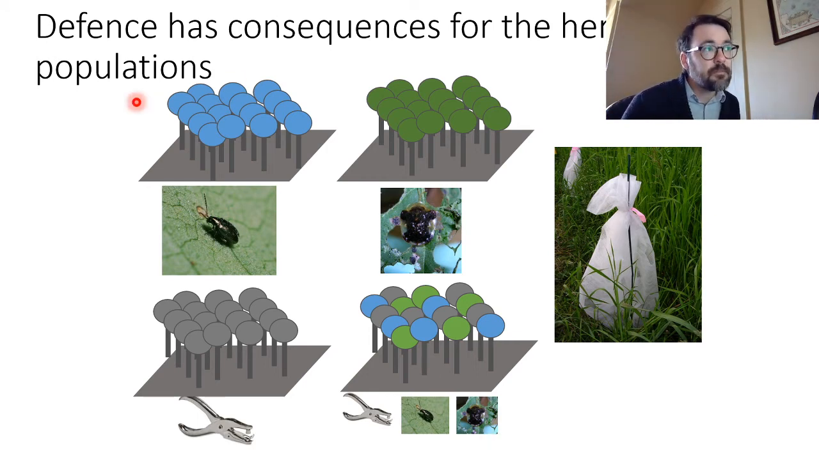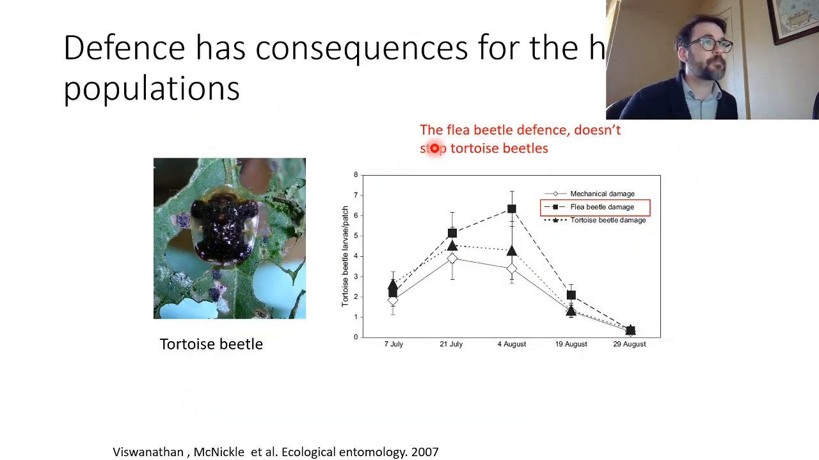And then the question was, what are the consequences for the herbivore populations? You could imagine or hypothesize that this population would be susceptible to tortoise beetles, while this population would be susceptible to flea beetles because they have the wrong defense. And in fact, that's what happens.